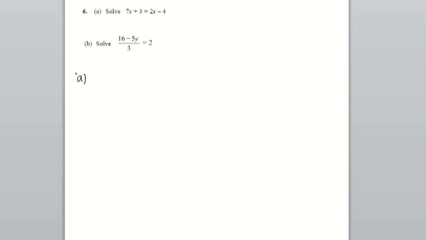Solving 7x add 3 equals 2x take away 4. I need to collect my x terms together, so I'm going to subtract 2x from each side. That makes 5x add 3 equals -4. And then I'm going to subtract 3 from each side.